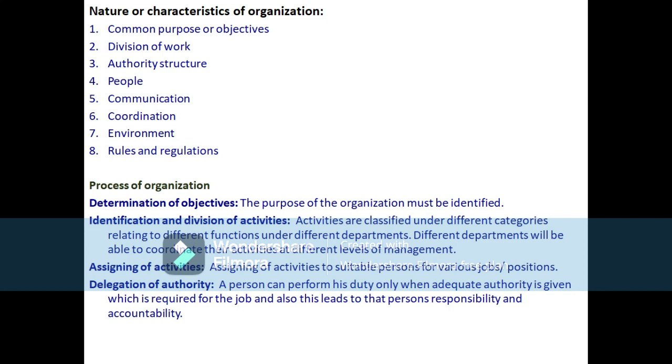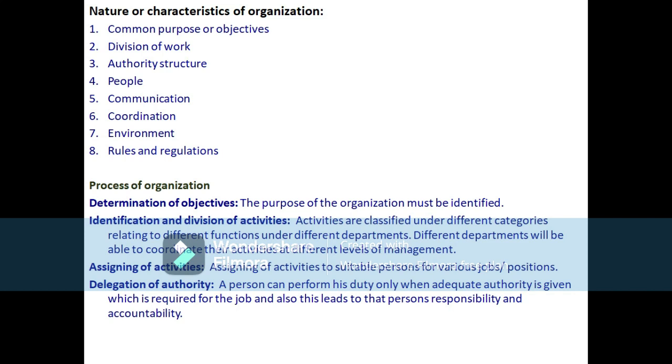Okay, so first one is determination of objectives. So what does determination of objectives mean? We have to define the objective. So in the organizing process, first of all, what should be our goal, or what is the objective of the organization? So the objectives determine the number and nature of activities that are to be performed by the individuals in the organization, and the size and nature of the organization. And the purpose of the organization must be identified. So all this comes under the determination of objectives.